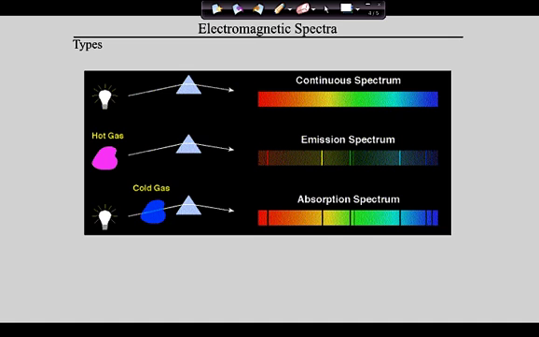First of all, we have what's called a continuous spectrum. And guys, this does us no good. There is no information contained in a continuous spectrum. You pass white light through a prism, you get all the colors of the rainbow. That has no practical value to us. The place where we get interested is in what are called emission spectra.